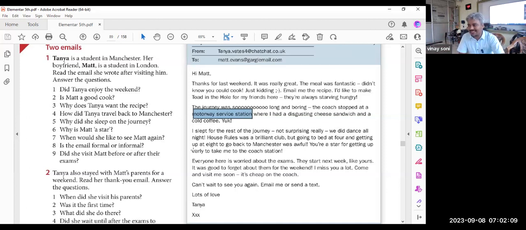Okay, that is a disgusting sight, S-I-G-H-T. That's a disgusting sight. A disgusting thing to see, a disgusting sight. Okay. So she had a disgusting cheese sandwich and a cold coffee.